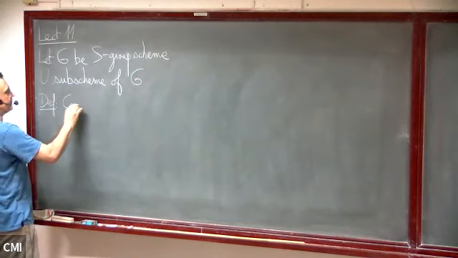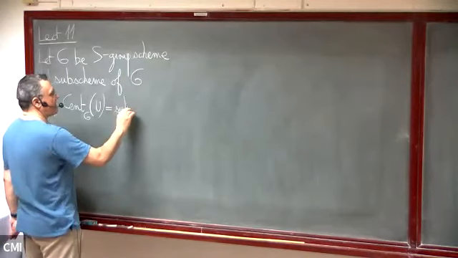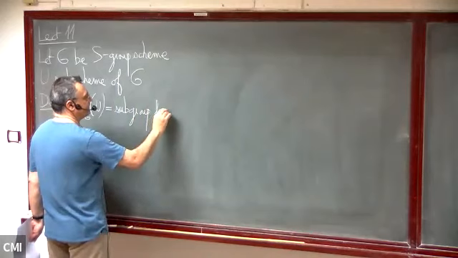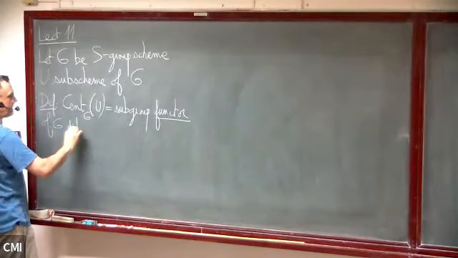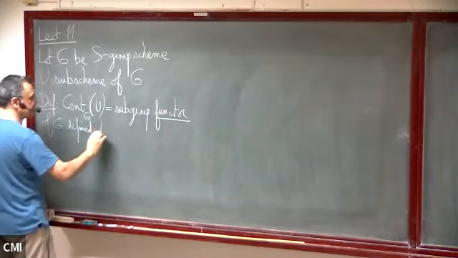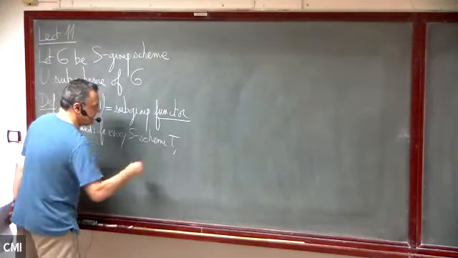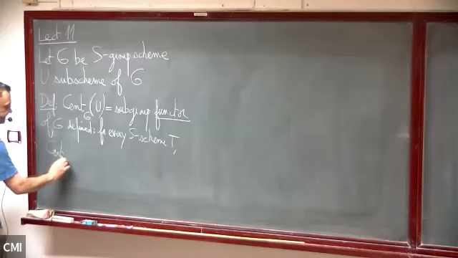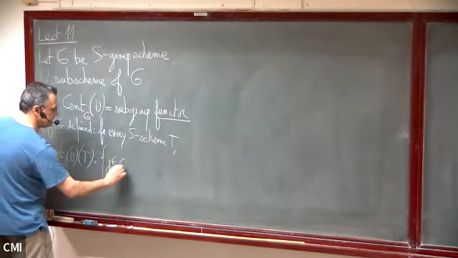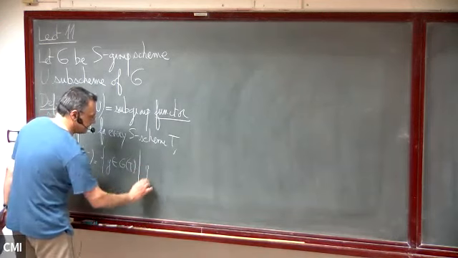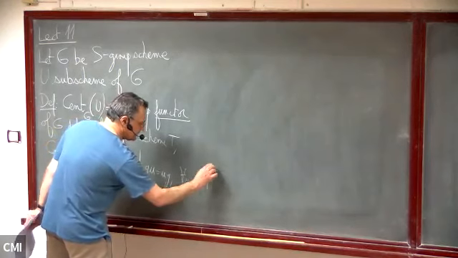So the centralizer of U inside G is the subgroup functor of G defined as follows: for every S-scheme T, the T-valued points of the centralizer are those g in G(T) such that gu equals ug for all u in U(T).